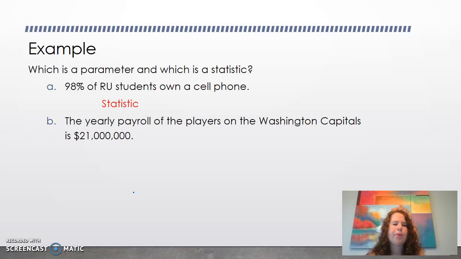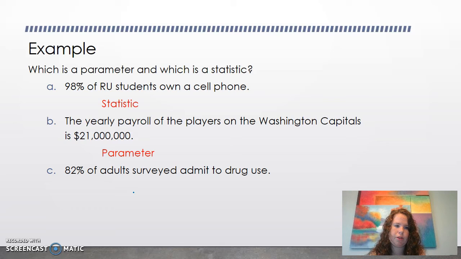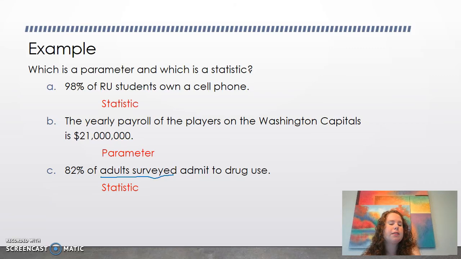The yearly payroll of the players on the Washington Capitals is $21 million. That's a parameter because that is the yearly payroll for all of the players on the Washington Capitals. That's the total. So that's a parameter. 82% of adults surveyed admit to drug use. Because these are surveyed adults, that does not mean that all of the adults in the world were surveyed. Therefore, it is a statistic.